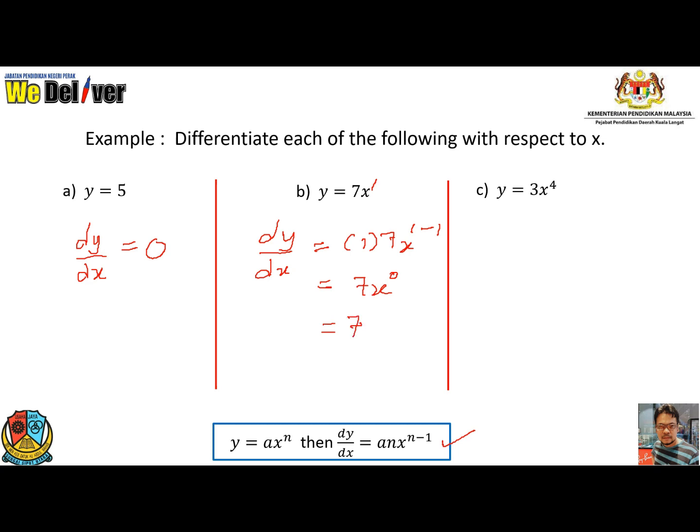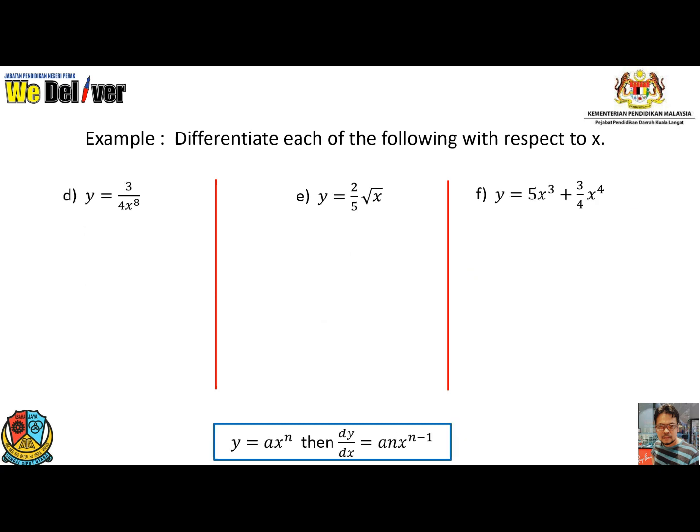For C, the function is y equals 3x to the power of 4. To find dy/dx, use the formula given below. Put 4 in front, times 3, x to the power of 4 minus 1. You get 4 times 3 is 12, x to the power of 4 minus 1 is 3.